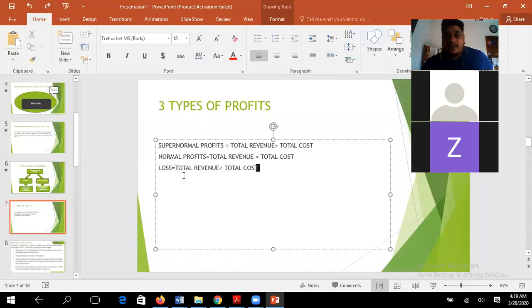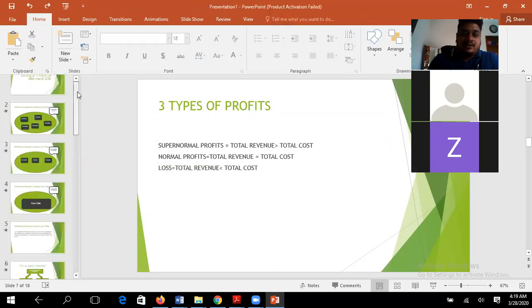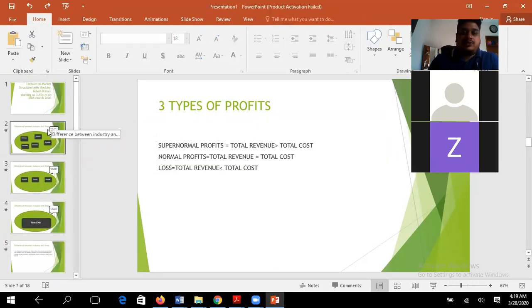I repeat once again, because it's very important for you to know that. Supernormal, total revenue greater than total cost. Normal profits, total revenue is equal to total cost. Loss is total revenue less than total cost. I see almost 12 people who just joined.